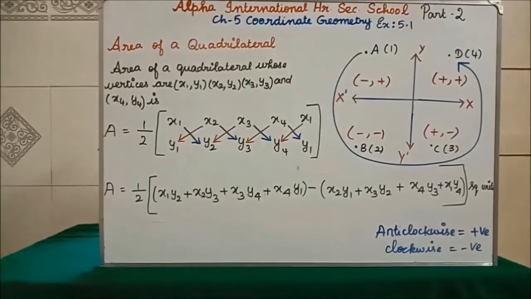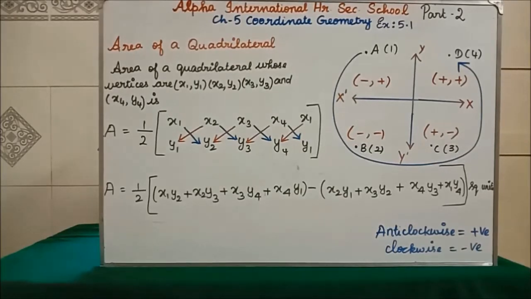We are now in part 2 video. In part 2 video, we are going to continue exercise 5.1 with the fifth question. Before going into the fifth question, we have to know about the area of a quadrilateral. The area of a quadrilateral is the same as the area of a triangle.